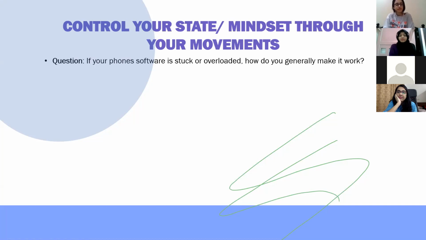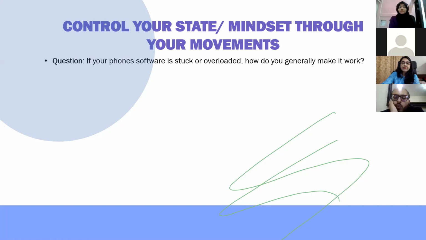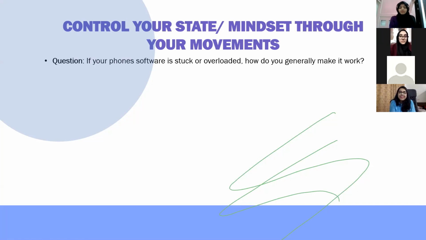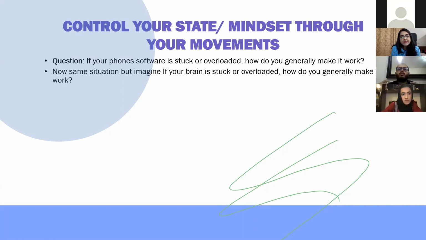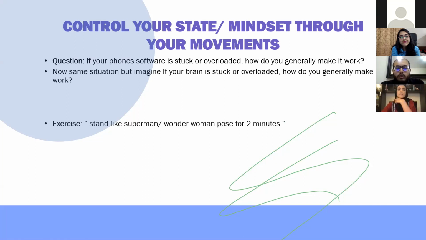Now, if you take this metaphor and think of your brain as software and you feel mentally stuck, what would be the hardware that you use to restart your brain? Because on the mobile, it's those buttons. When your software is stuck, you use the hardware to restart it. How can you do that in the human body? I think the best way is using your physical movements to produce a certain stance.